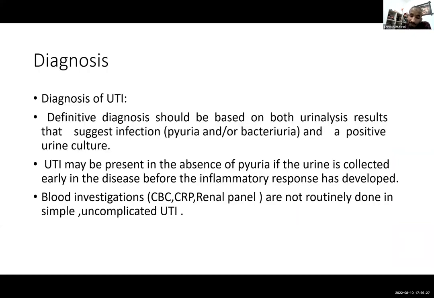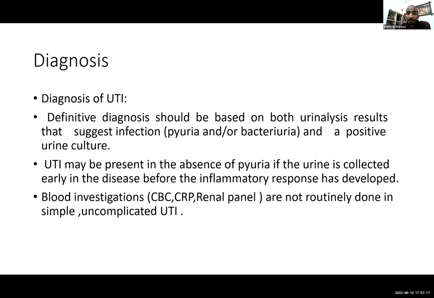Diagnosis of UTI. From what we have said, the gold standard to diagnose UTI is evidence of a positive urine culture. You will have urine dipstick, urine analysis and microscopy to help build your suspicion for UTI. Blood investigations like CRP and renal panel are not routine if you are suspecting uncomplicated UTI or simple cystitis. In this case, you will not do CBC. CBC and renal panel might be helpful in case of pyelonephritis.